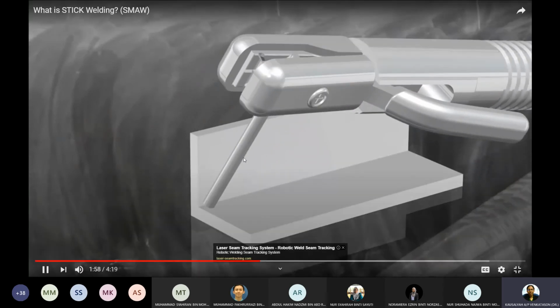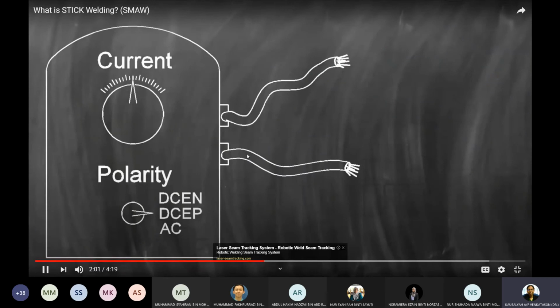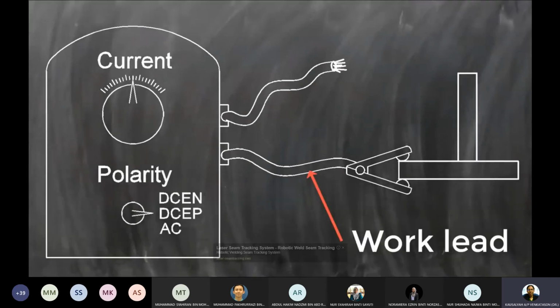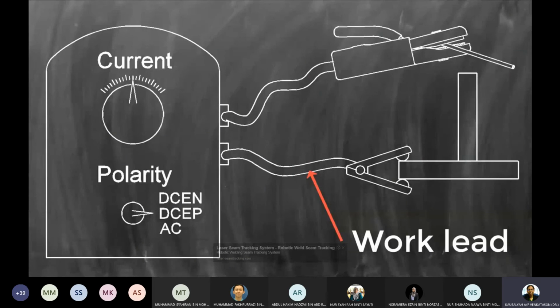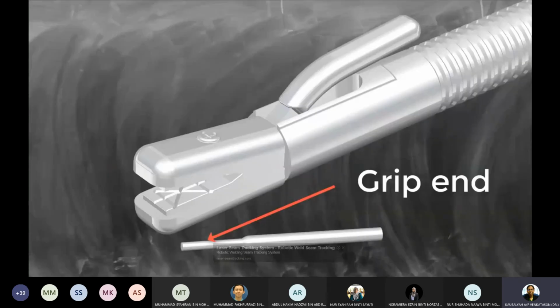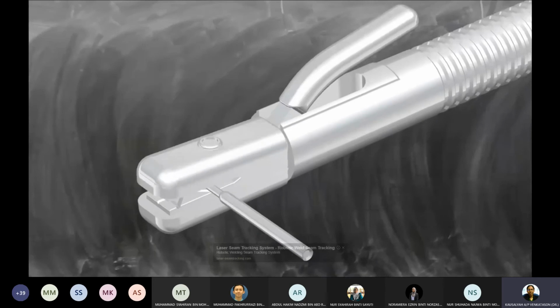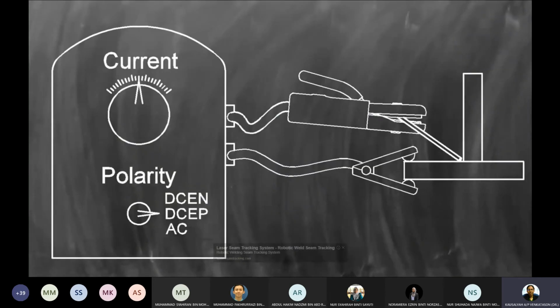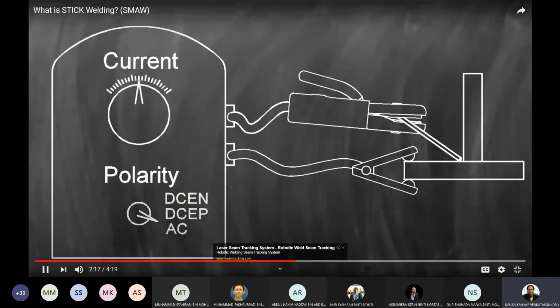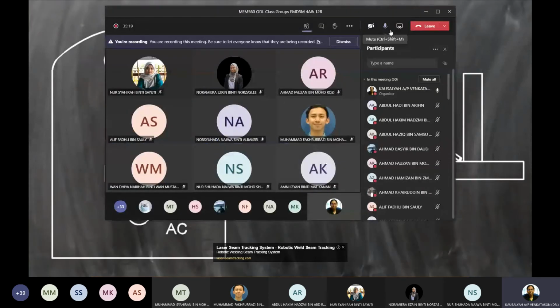In stick welding, two insulated wires are connected to the welding machine. One lead goes to a clamp which is connected to the work. This is called the work lead. The other wire goes to an electrode holder. The uncovered or grip end of the electrode is placed into the electrode holder. The polarity of the welding setup refers to how the electricity flows from the machine to the workpiece and back. The current will either be AC or DC.